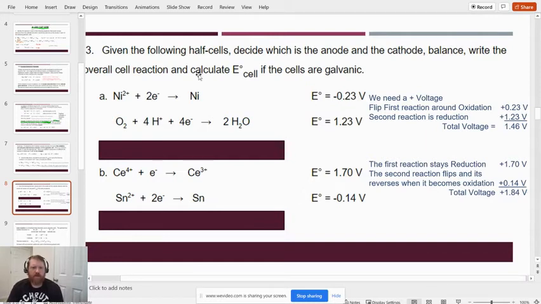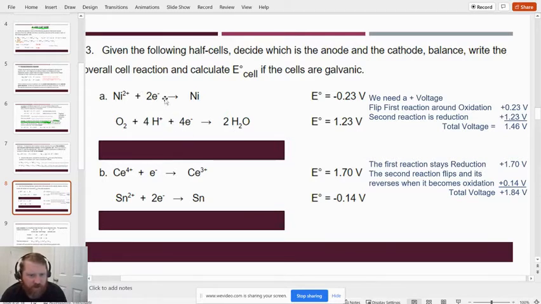All right. Number three, given the half cells, decide which is the anode and the cathode, write a balanced overall reaction. Oh, I forgot to do that. Dang it. Okay. Well, we need a positive voltage, and we need one of them to be the anode and one of them to be a cathode.